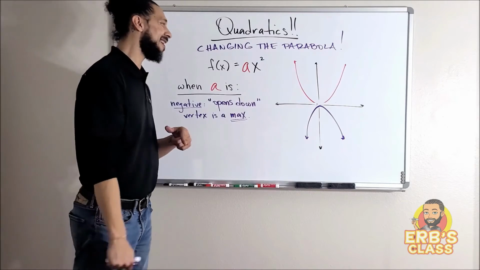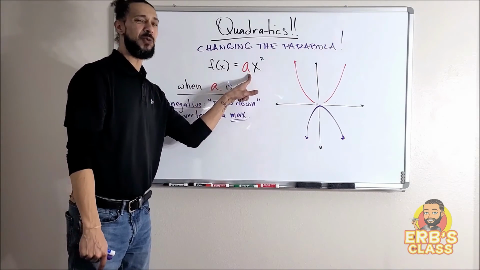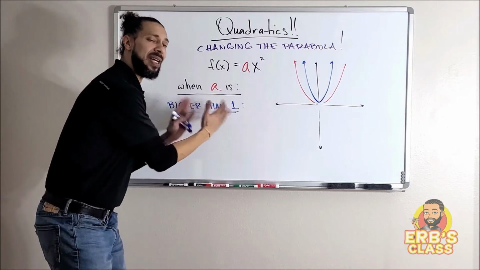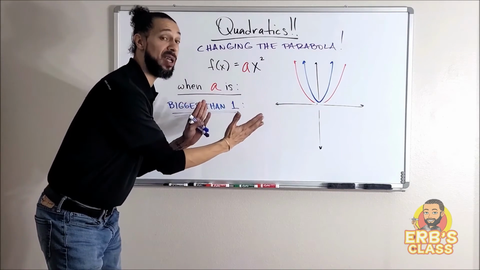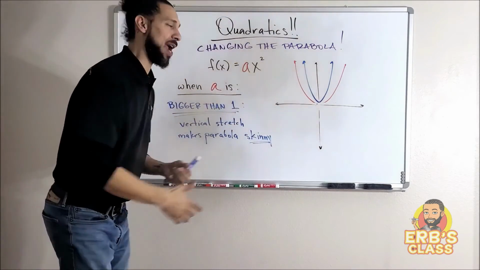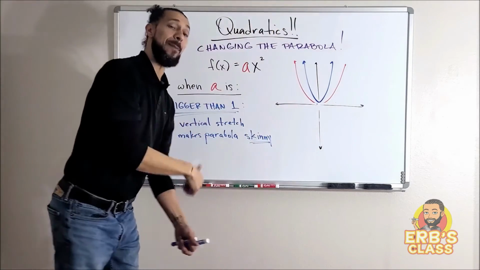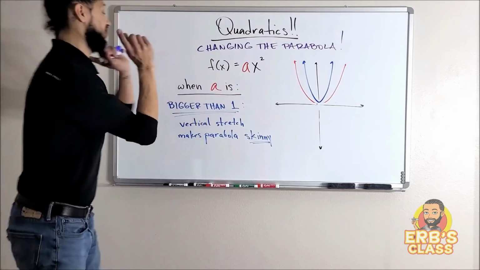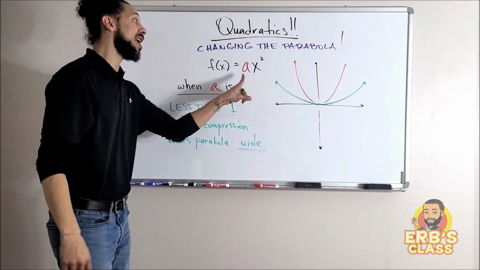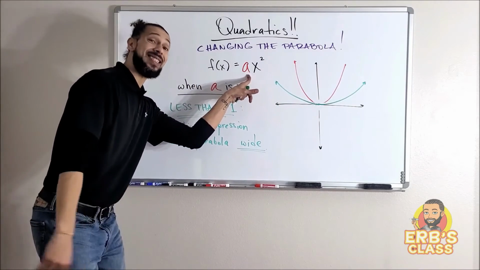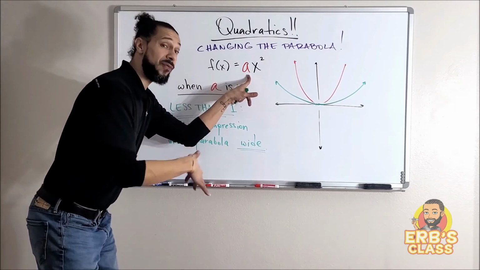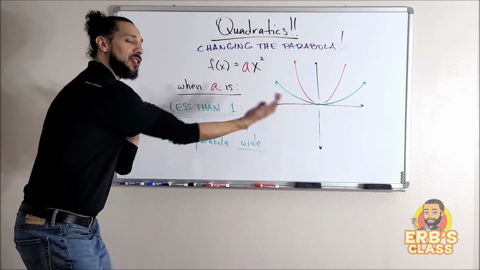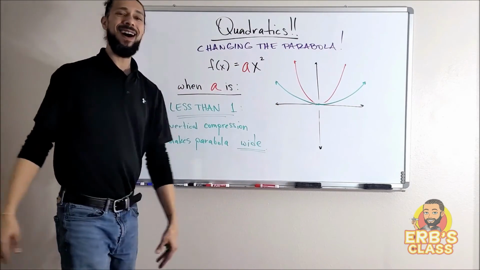What about when this number was 2? Turns out it works for any number bigger than 1. Any number bigger than 1 is going to make your parabola skinny. By vertically stretching it, it makes our parabola skinny. Remember when we put a half in here? Turns out, if this number in front of your x squared is less than 1, we're talking fractions like 1/2, 1/4, even like 4/5, that's less than 1. It's a vertical compression, which makes your parabola wide.